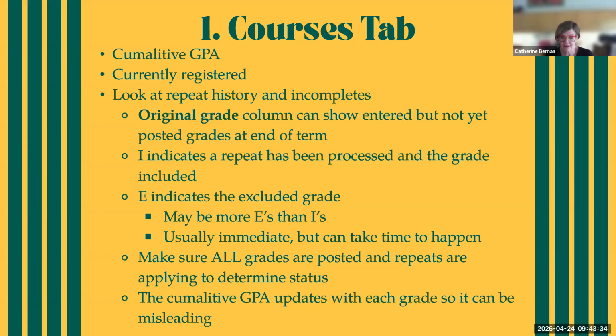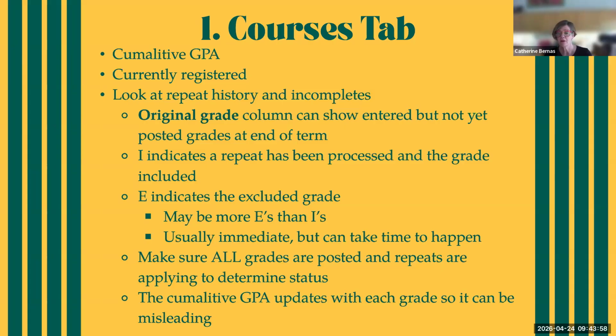You might not need to do anything. It might get processed the next day, but you need to then manually calculate that repeat to know what that student's GPA is going to be. If the student repeated the course more than once, you might see a couple of E's, meaning a couple of excludes, and then that final attempt will have that I, meaning it's being included in the GPA.